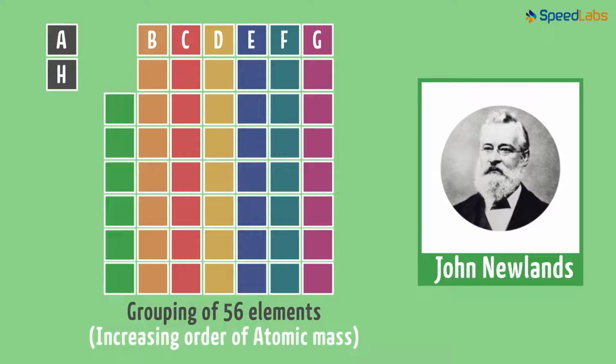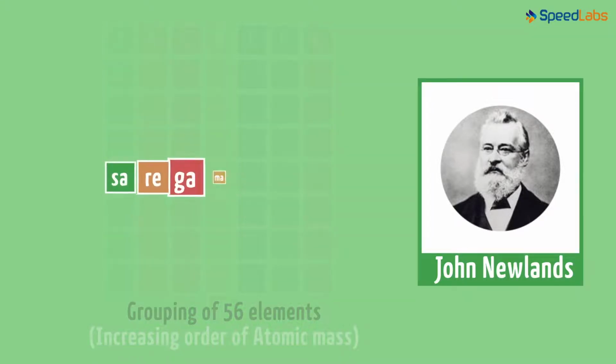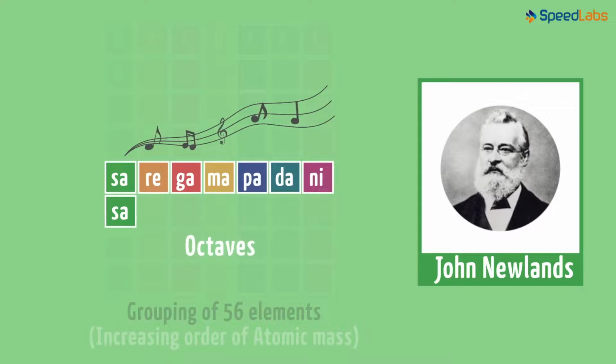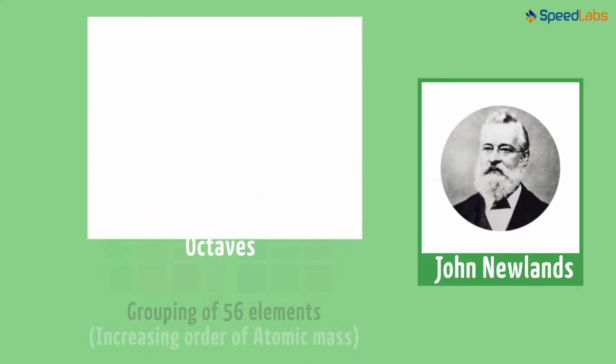Astonishingly, the arrangement also struck an analogy in his mind. Well, can you guess what analogy popped in Newland's mind? Let me help you with that. These are like octaves. Yes, octaves found in music. In case of octaves, we find that every 8th note is same as that of the first one. He found that every 8th element in the series resembles the first in various ways.